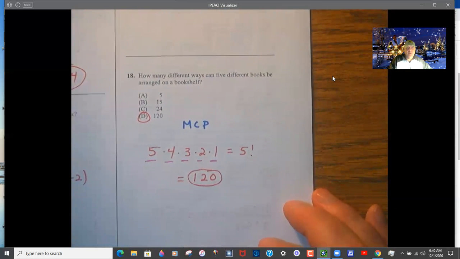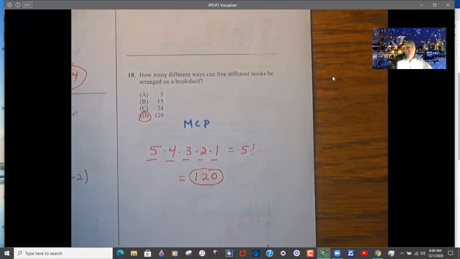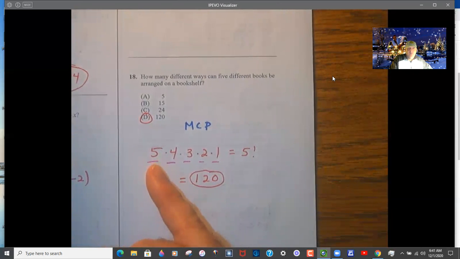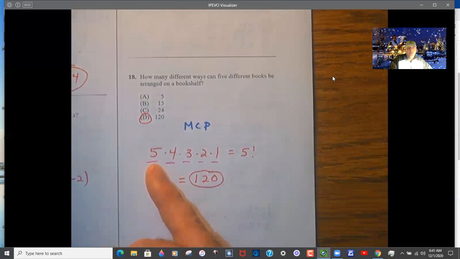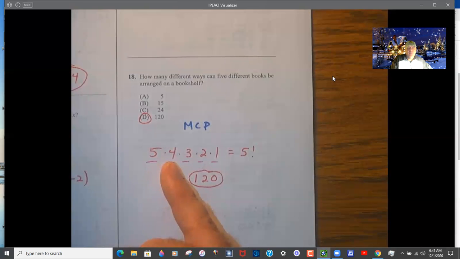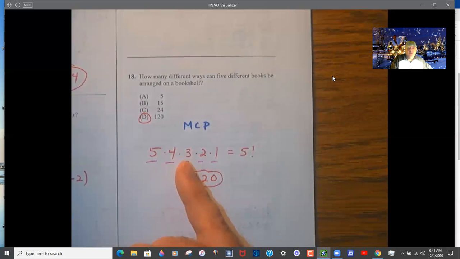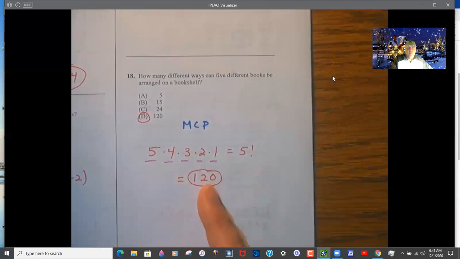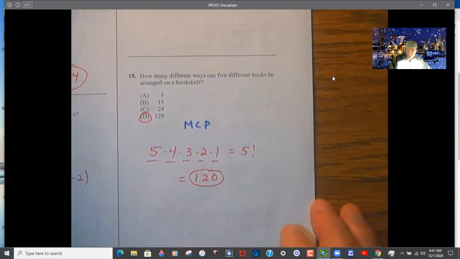Multiplication counting principle on 18. So how many different ways can 5 different books be arranged? So you have 5 choices for the first slot on the bookshelf. You put a book there. Then you've got 4 books left for the second slot, and you put a book there. Then you've got 3 books left for the third slot. Then you put a book there, so on and so forth, all the way down. And so that is 120 when you do that out.